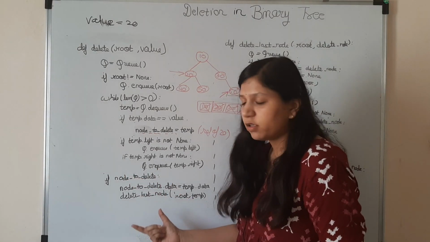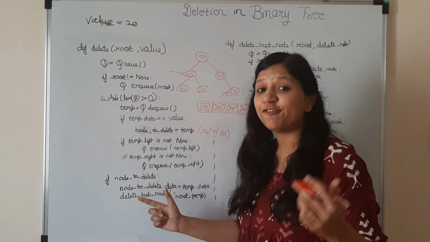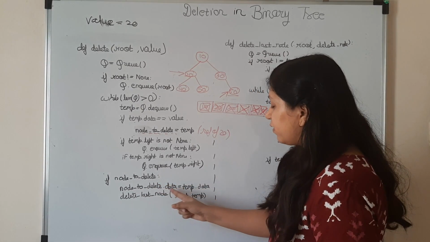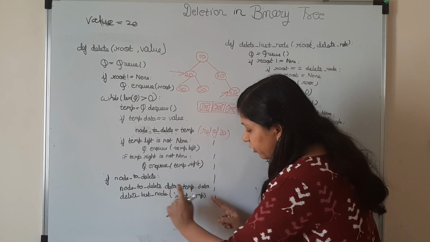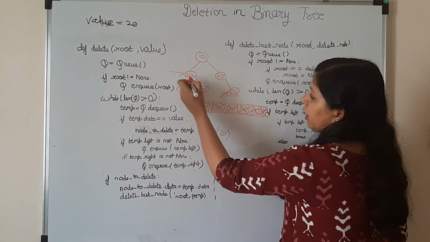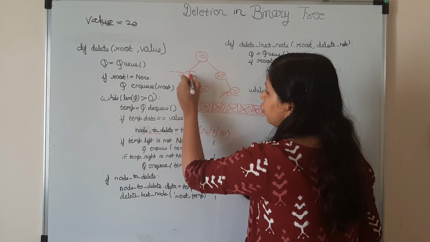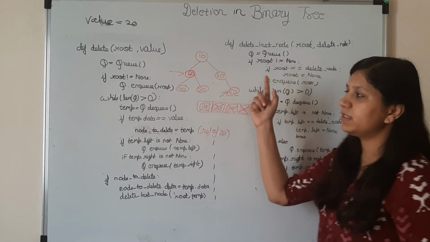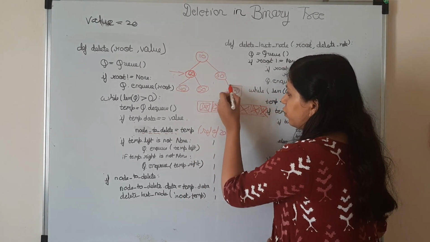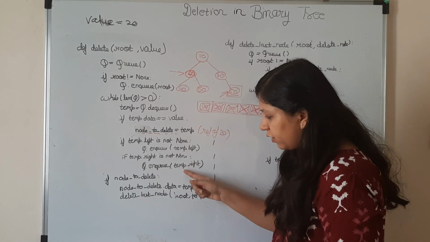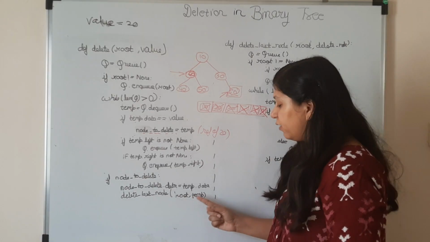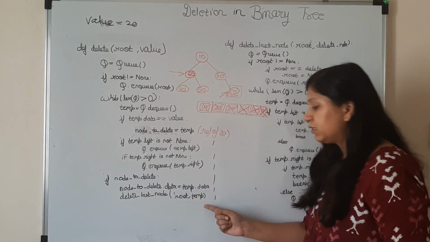We have done a check. If node to delete, which means you found the node which is supposed to be deleted, if it has the value, then you will simply replace the data of node to delete with temp dot data. So here in place of 20, it will now have 60. And once this is done, the next step is to delete this node. For this I am not doing it here. I am calling another function, delete last node, and I am passing root and temp to it. Temp is pointing to 60.